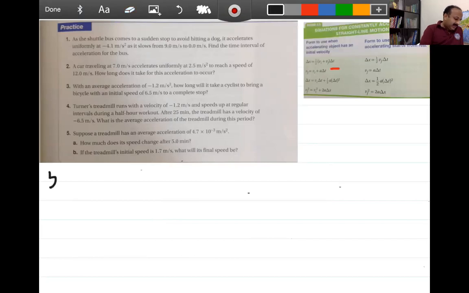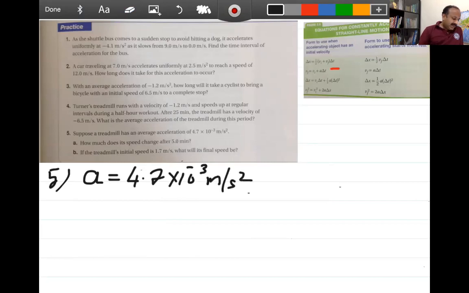In question number 5, suppose a treadmill has an average acceleration of 4.7 times 10 power minus 3 meter per second square. So here the acceleration is directly given. So you can write that one. A is 4.7 times 10 power minus 3 meter per second square. First part, how much does its speed change after 5 minutes? How much does its speed change means delta V, your change in velocity. So that is the question mark, okay? Delta V. This is the one you need to find out.